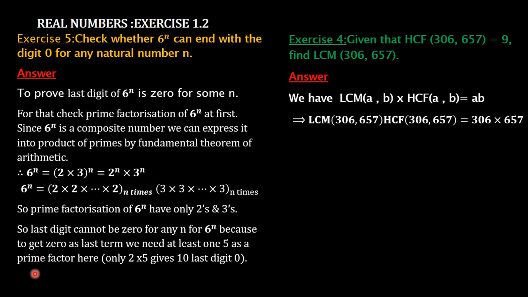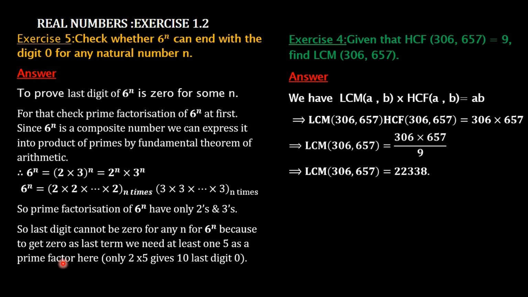By applying this result here, LCM of 306 and 657, what will we get? It is a into b by HCF, that is 9. So that is 306 into 657 divided by HCF, that is 9. And what will be its value? LCM equals 22338. Okay.